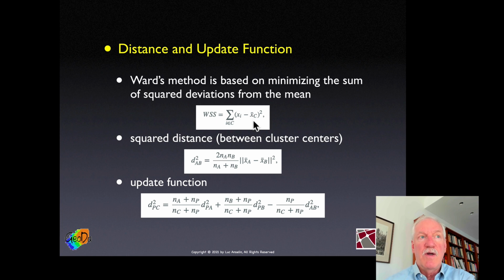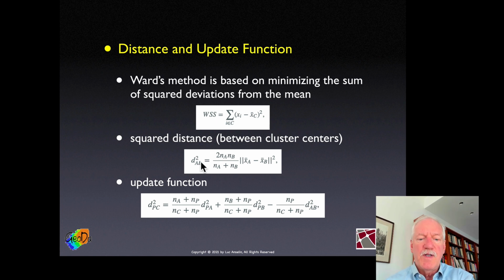Remember, we saw this earlier in k-means. It's a similar criterion. As a result of this, we have to think about these means to compute the distances between two clusters. And for a number of reasons, and actually we saw this in k-means as well, Ward's criterion uses the distances squared, not the distances themselves.